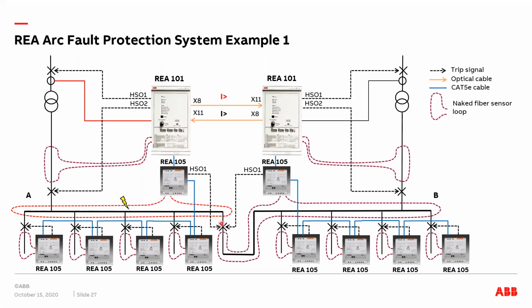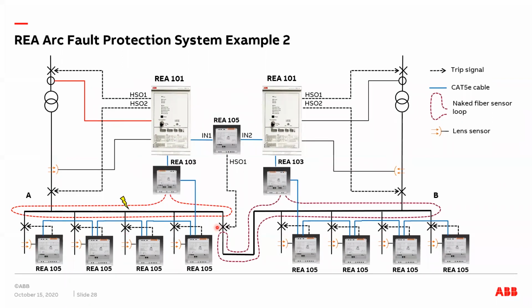So if the fault occurs here in the busbar area, of course also the tiebreaker has to be tripped, and when this main unit forces all REA 105 units to trip, they trip also the tiebreaker.